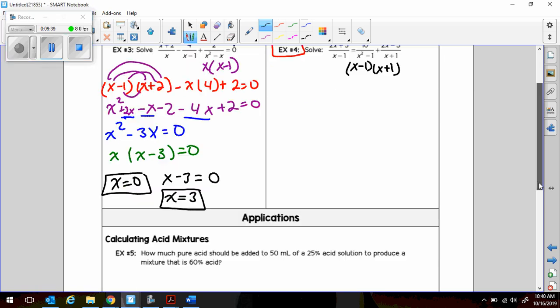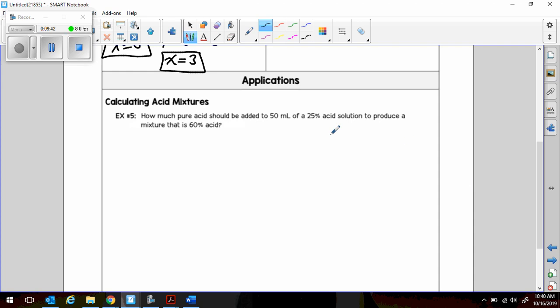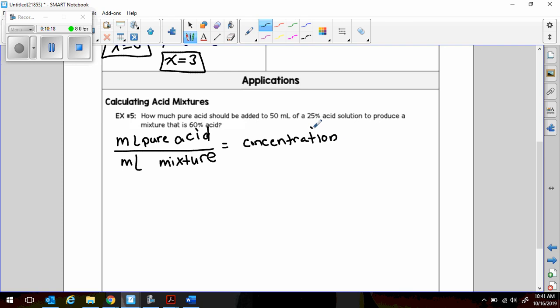We're going to go on to the applications. It says calculating acid mixtures. How much pure acid should be added to 50 milliliters of a 25% acid solution to produce a mixture that is 60% acid? So we're going to talk about the milliliters of pure acid over the milliliters of the mixture is the concentration of acid.